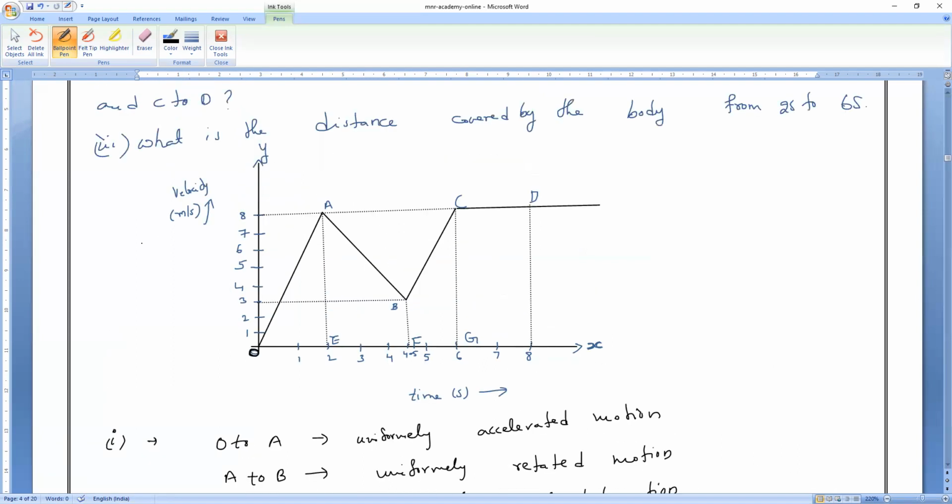Clear? Here you remember, O to A, acceleration is positive. From A to B, acceleration is negative. And B to C, acceleration is again positive. Understanding? And C to D, acceleration is 0. Respond, guys. Yes, sir. Do it. Nivedan completed. Finished, sir. Yeah, very good.